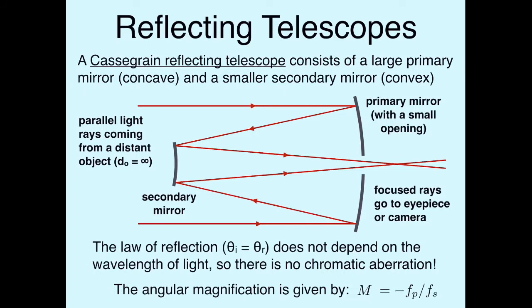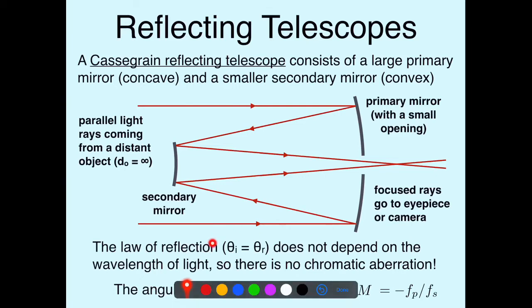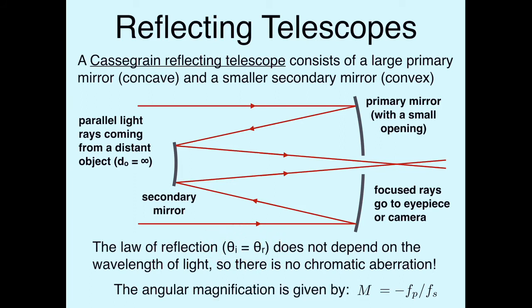So to get around that, we use reflecting telescopes. The nice thing about reflection is that the law of reflection, which says the angle of incidence equals the angle of reflection, doesn't depend on the wavelength of the light. It's just theta I equals theta R regardless of the wavelength of your light. So we don't get this chromatic aberration when we have a reflecting telescope, one that's based off of mirrors as opposed to lenses. So here's one very simple design for a reflecting telescope.